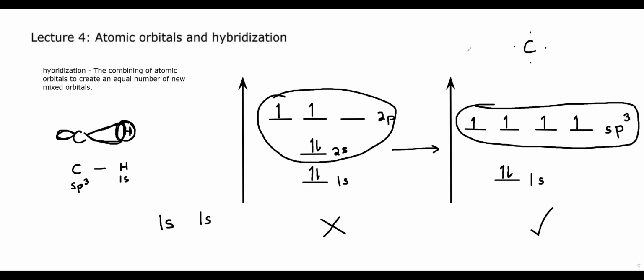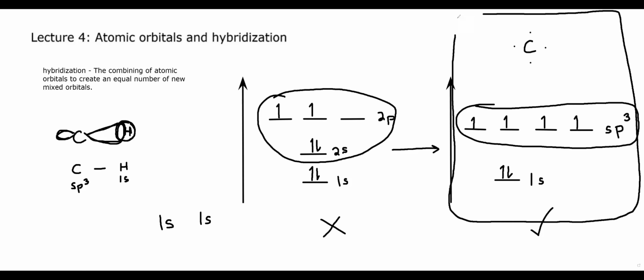Okay. So again, carbon will hybridize to create this atomic orbital system here, where we have a 1s orbital, and then we have these 4 degenerate sp3 orbitals. So this is carbon with 4 single bonds. Okay. This is how you'll typically see carbon.